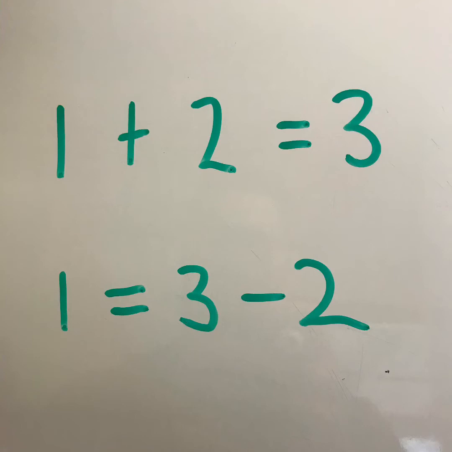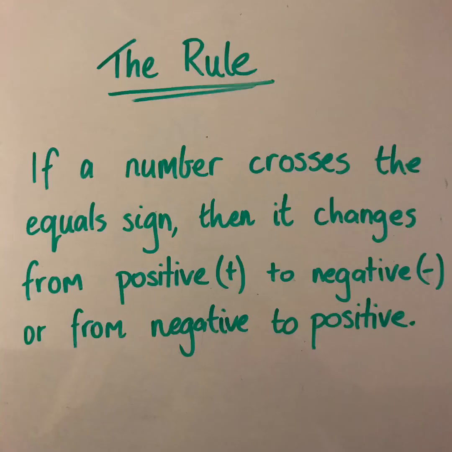Now if you look at this in a different way, what you've actually done here is swap the 2 to the other side of the equals sign. When you've done that, you've changed it from a plus 2 to a minus 2. This brings us to our rule for today. If a number crosses the equal sign, then it changes from positive to negative. Or if it was already negative, it changes to positive. So whenever it crosses the equal sign, it changes.